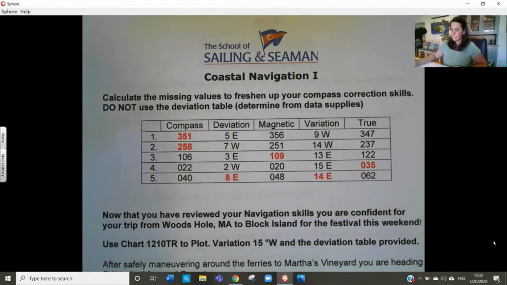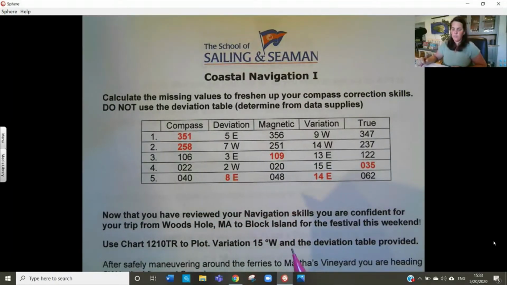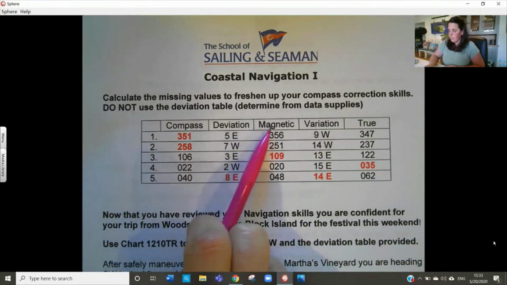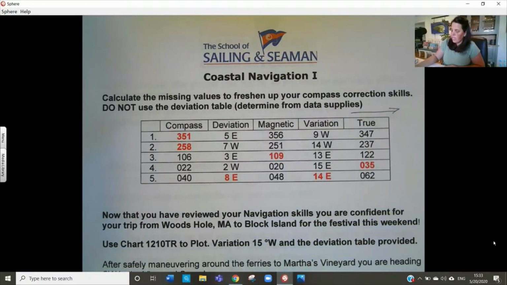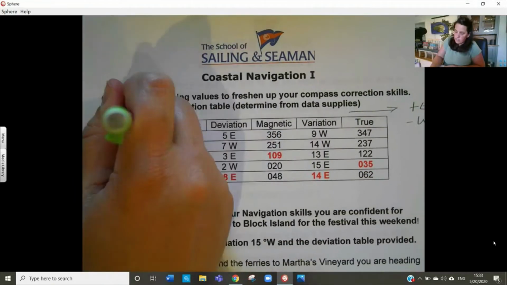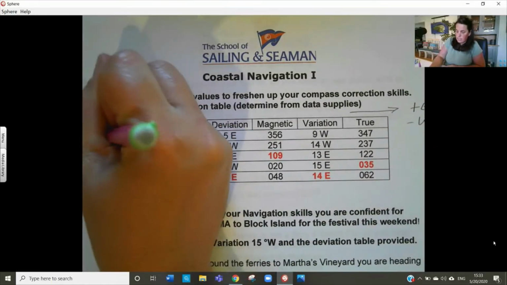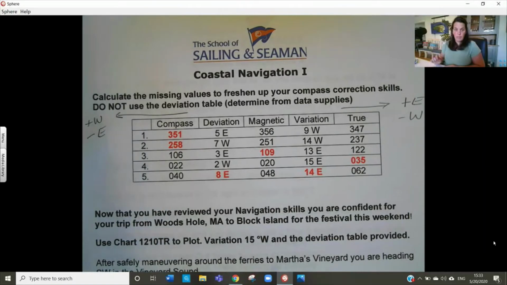Okay, so for this section of the final assessment, we're going to be practicing our compass error and going back and forth between true and compass and calculating the missing pieces. So I have C, D, M, V, T. So if I'm going this direction, I am going to be adding east, subtracting west. If I'm going this direction, I'm going to be adding west, subtracting east. So that is going to help me when I am figuring out these numbers.